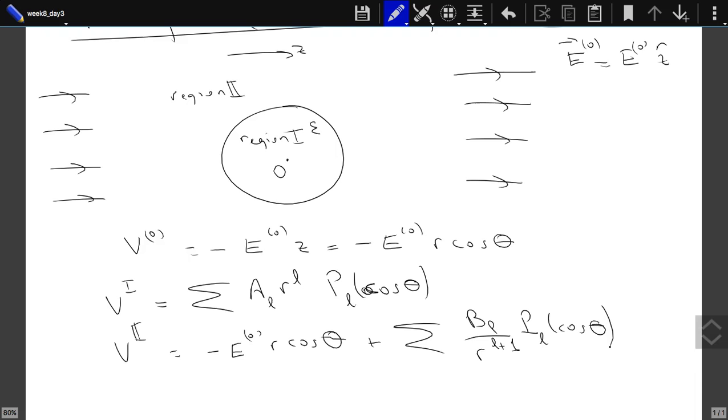Now there is also an AL R to the L term in this sum, but since I have already separated the asymptotic form, what remains has to go to 0 as R goes to infinity. But this AL R to the L term over here doesn't go to 0. So that term cannot appear. L from 0 to infinity.